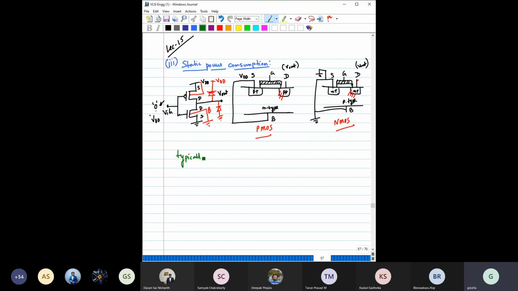So let me write it. Typically, leakage current in a PN junction is small, right? That is true. But we also know this leakage current in a PN junction has a significant dependence on temperature, right? Because we know that for every 10 degree centigrade rise in temperature, this leakage current becomes 2 times.